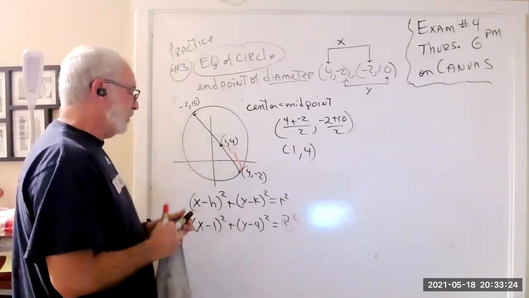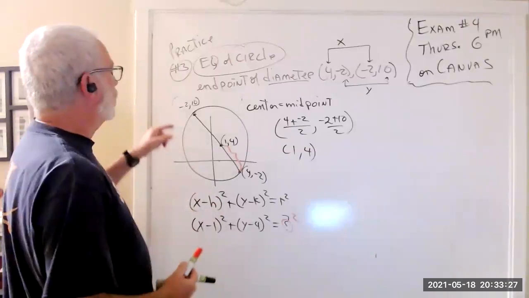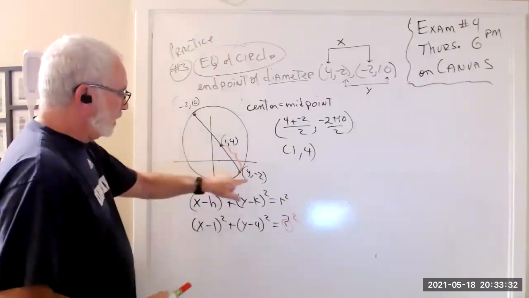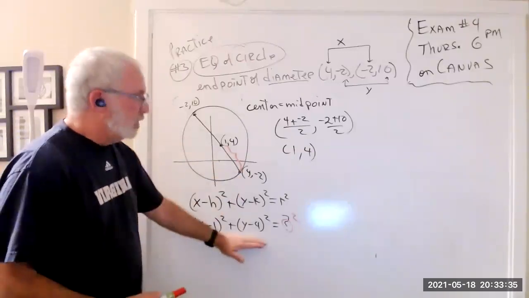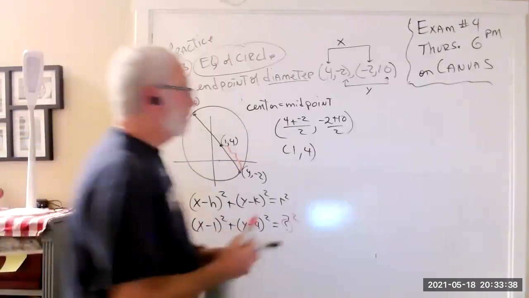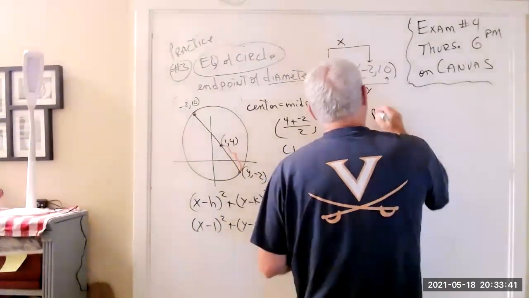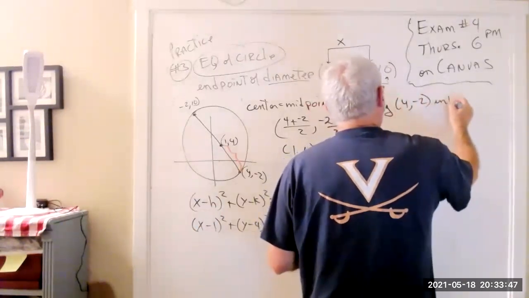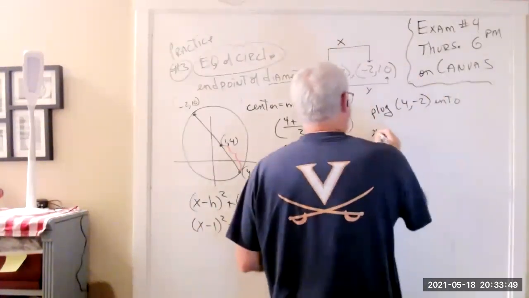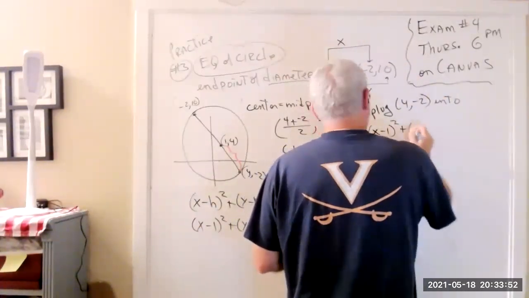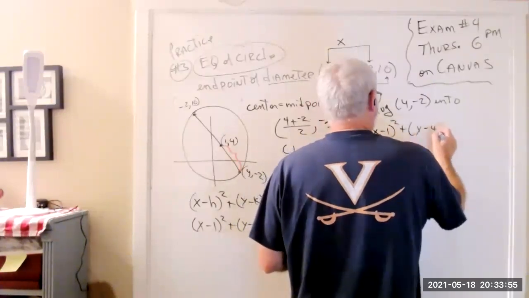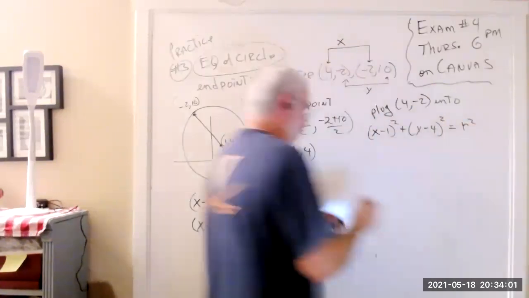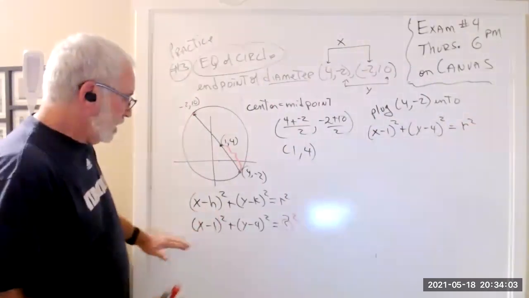And that is the circle has to go through these points. So you could pick a point. I'm going to pick (4, -2) and plug it into my formula. I'm going to plug 4, -2 into this problem, (x minus 1) squared plus (y minus 4) squared equals r squared. So stepping aside, we're down to here.